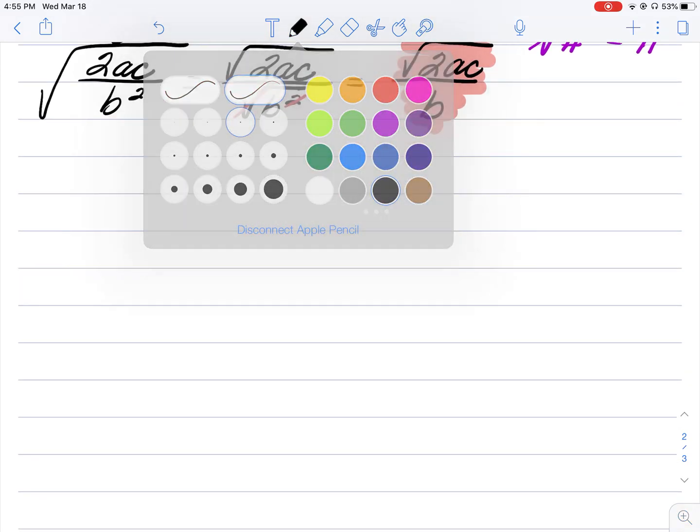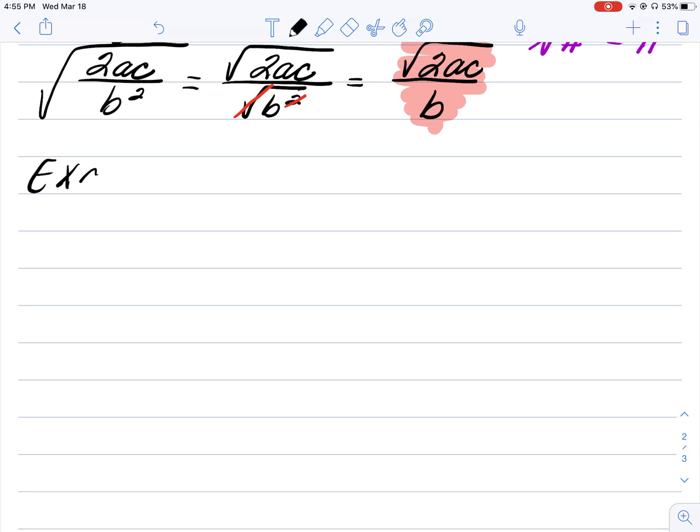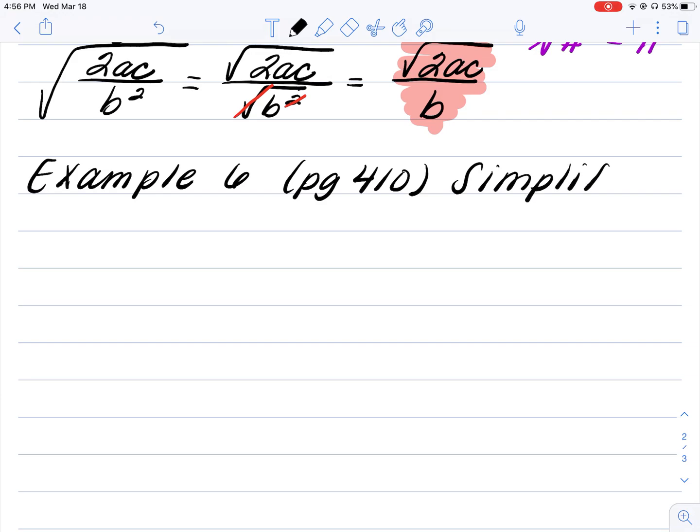This is example 6, and this is on page 410. Again, the directions say simplify, and then they give you this radical fraction, which actually means division. They give you 3x to the third over 4 square root of x to the fifth y.